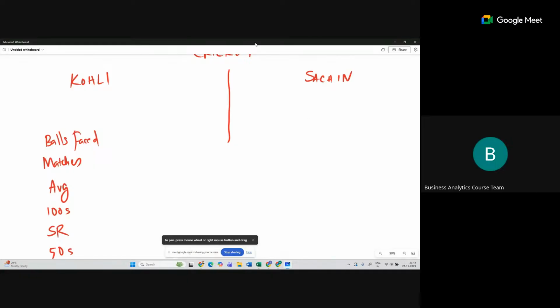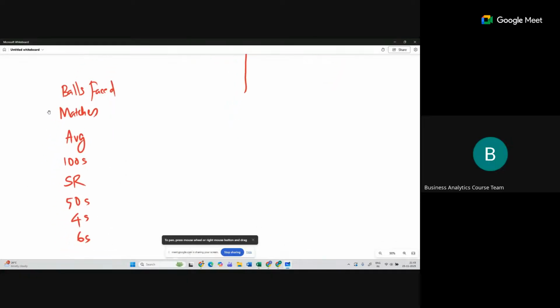So there are different outputs and inputs, right? What are the inputs here? This is an input. This is an input. Average could be an output. Output. Output. You can have more inputs, right? Many of us are not experts in cricket, right? So these are some of the inputs. These are some of the outputs, right?